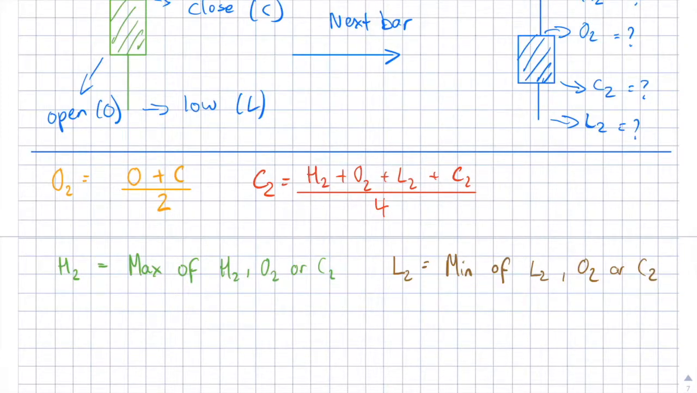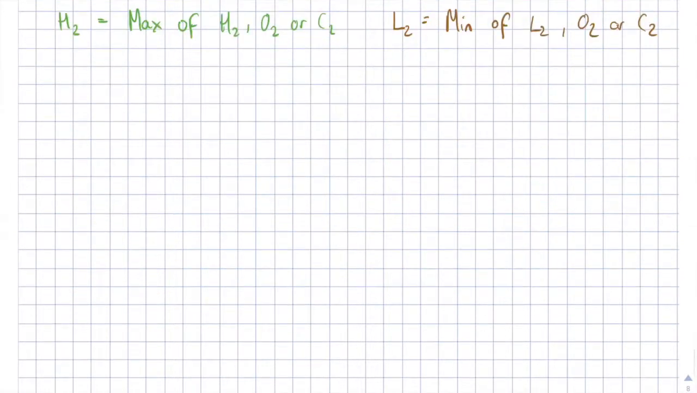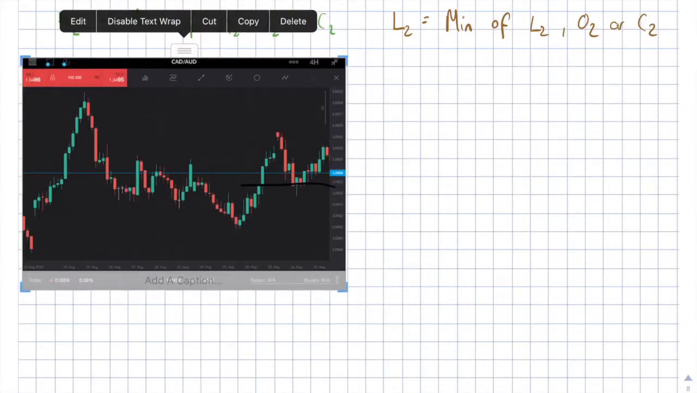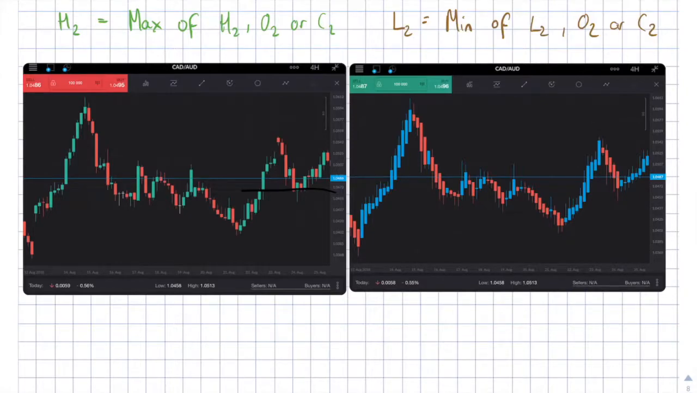If you're a bit confused about how to calculate all of these, don't worry about it, just know that it's an average. And we're going to show you the chart for Heikin Ashi and the chart for candlestick at roughly the same time, so you can have a look at the difference between them. So here it is.